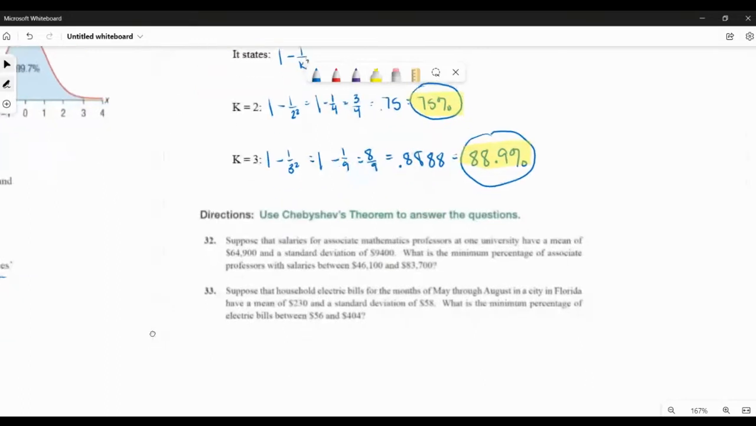All right, so let's read this problem. It says, suppose that salaries for associate math professors at one university have a mean of 64,900 and a standard deviation of this. What is the minimum percentage of associate professors with salaries between these two numbers right here? Here's what I would recommend. Take the bigger number, subtract the mean.